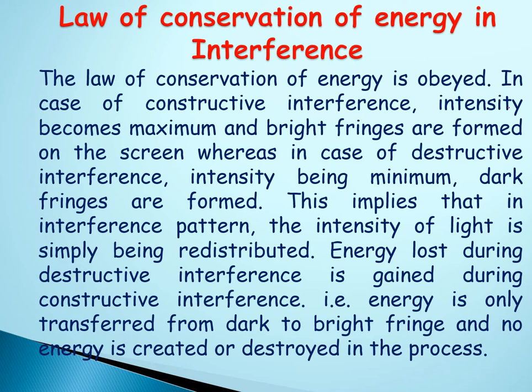In case of constructive interference, intensity becomes maximum and bright fringes are formed. Whereas in the case of destructive interference, intensity is minimum and dark fringes are formed. This shows that the intensity of light is simply being redistributed. Energy lost during destructive interference is gained during constructive interference. Energy is only transferred from dark to bright fringe and no energy is created or destroyed in the process.